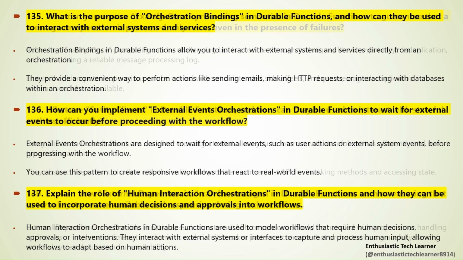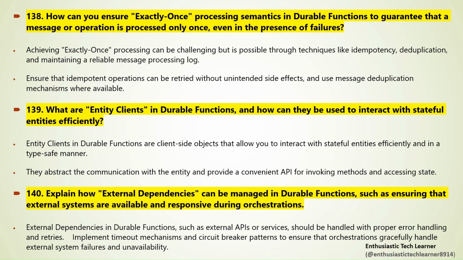How can you ensure exactly once processing semantics in durable functions to guarantee that a message or operation is processed only once, even in the presence of failures? Achieving exactly once processing can be challenging but is possible through techniques like idempotency, deduplication, and maintaining a reliable message processing log. Ensure that idempotent operations can be retried without unintended side effects, and use message deduplication mechanisms where available.